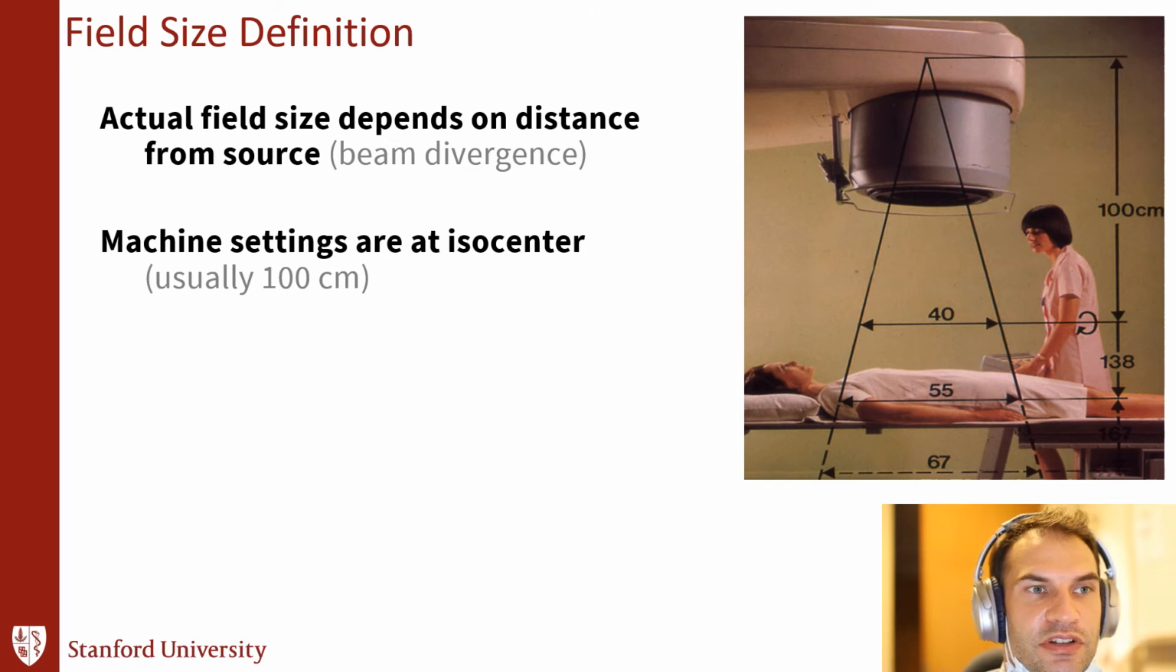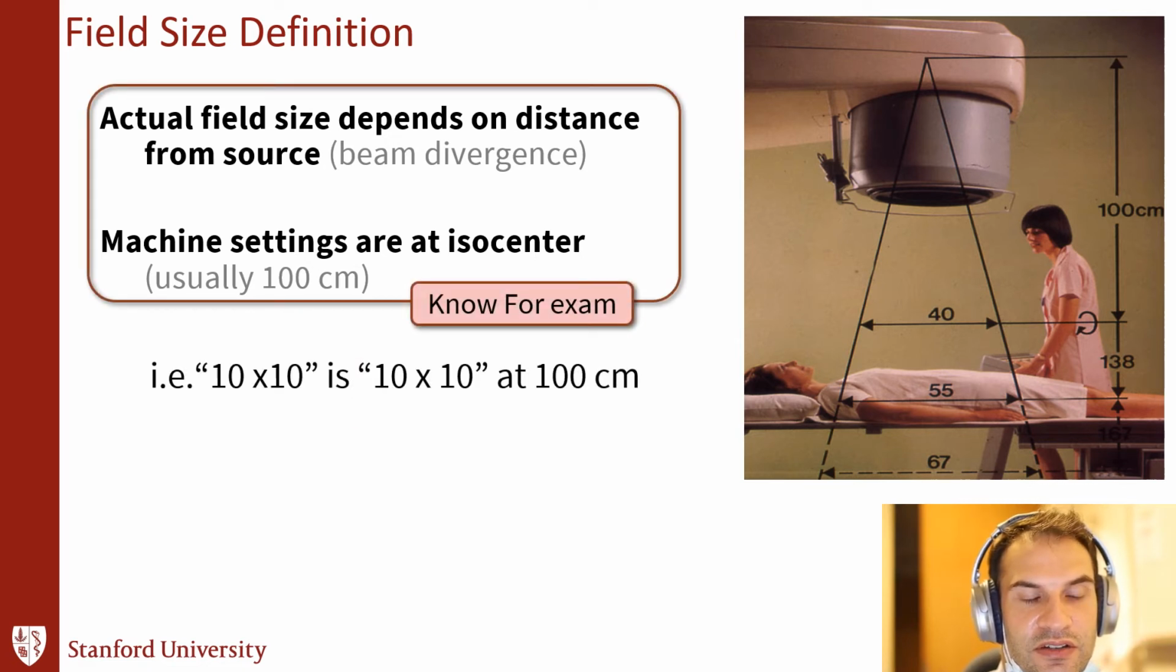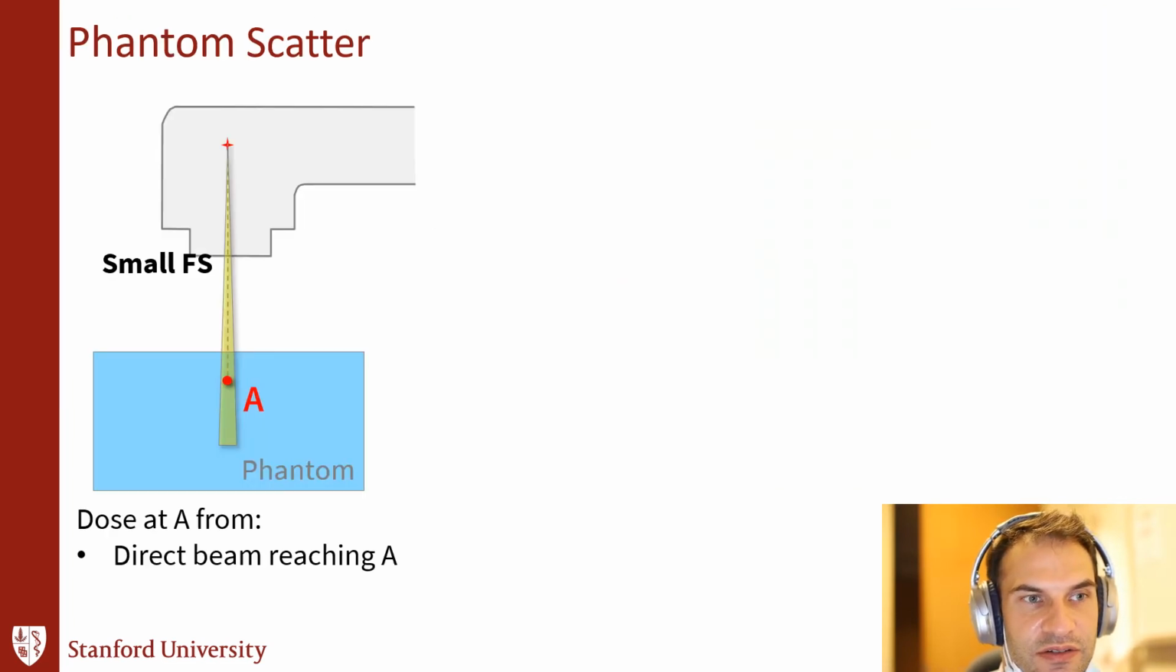Right, okay, so a point to note about field size definition. Obviously we have diverging sources, so the field size depends on distance from the source. But actually the field size given in the machine settings is usually defined at 100 centimeters, the isocenter distance. It's a good thing to know. So for example, 10 by 10 is only 10 by 10 at 100 centimeters. We're talking about field size because phantom scatter depends on field size.